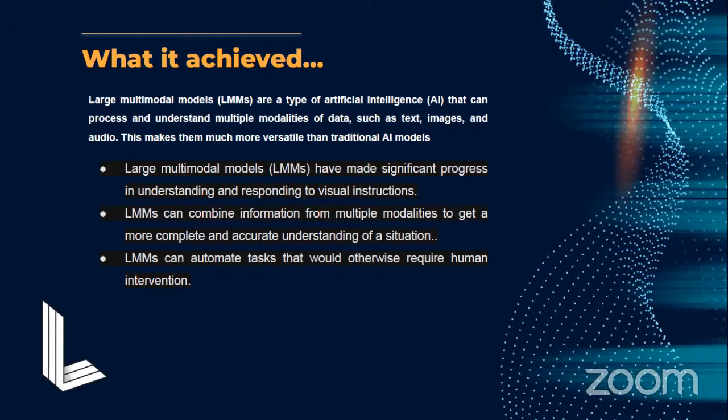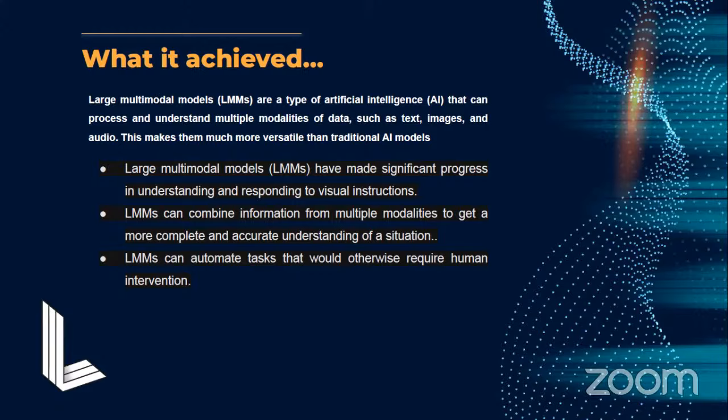Here I will talk about what LMMs have achieved. LMMs are typically a type of artificial intelligence that can process and understand multiple modalities of data, such as text, images, and audio. This makes them much more versatile than traditional AI models. First, LMMs have made significant progress in understanding and responding to visual instruction. LMMs are still under development, but they have the potential to revolutionize a wide range of industries, from healthcare to education to entertainment and others. Another thing, LMMs can combine information from multiple modalities to get a more complete and accurate understanding of a situation.